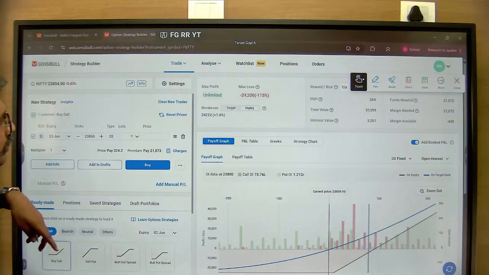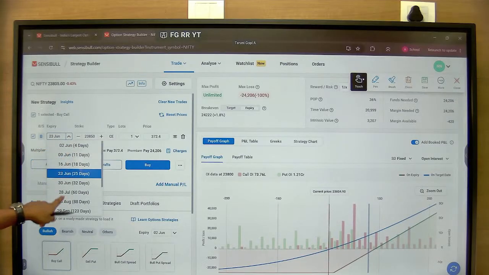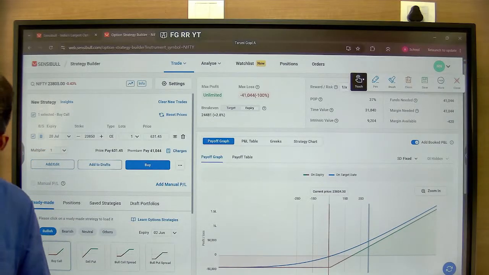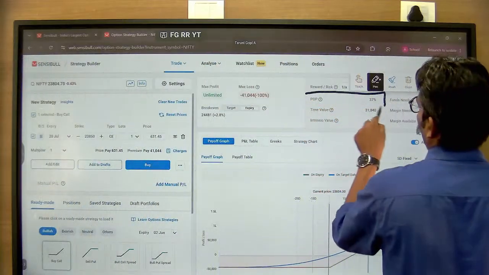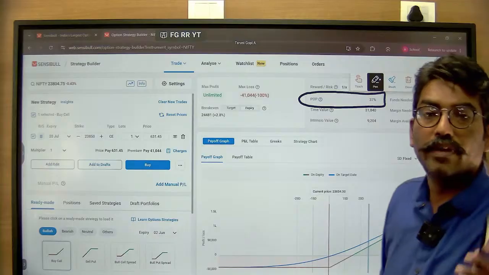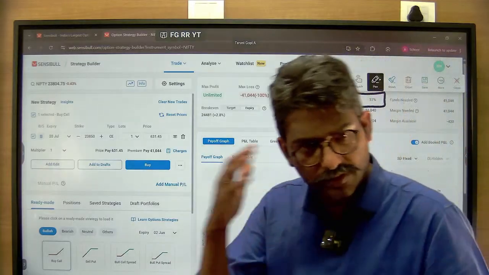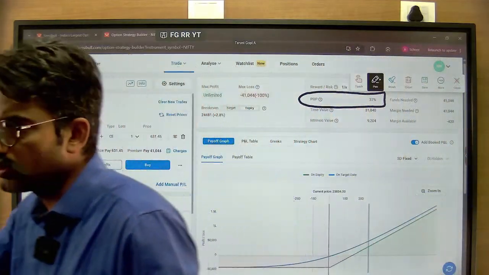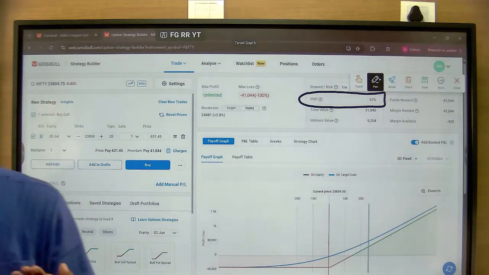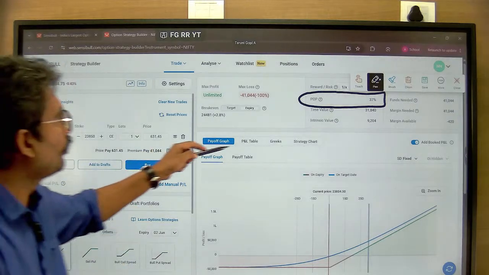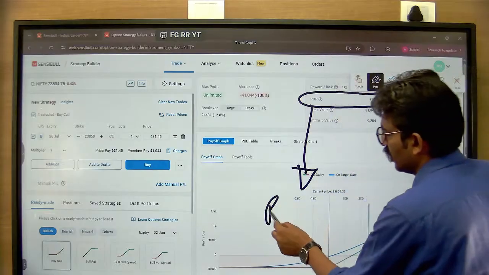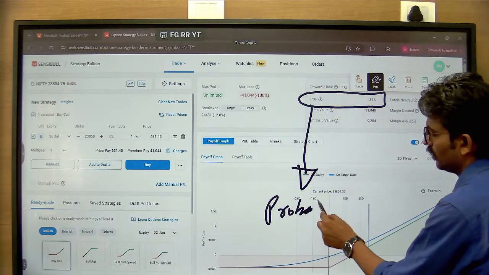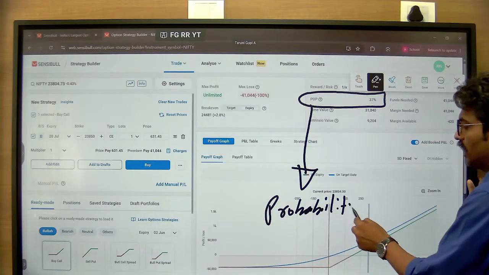Let me show you something. When I give you more time, my probability of winning increases, correct? The view is subject to time. If I give you more time, you will win, correct? Now see that. So POP means what? It's not plaster, it is probability of profit.